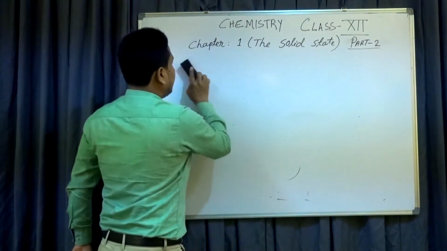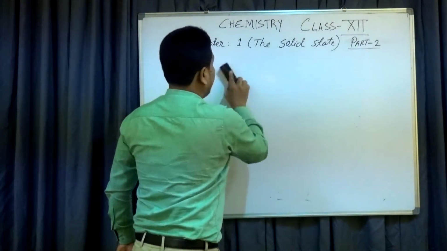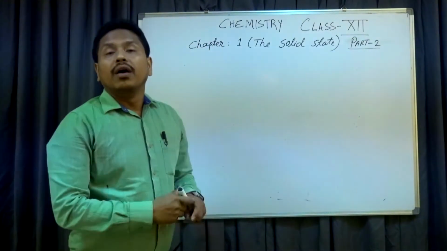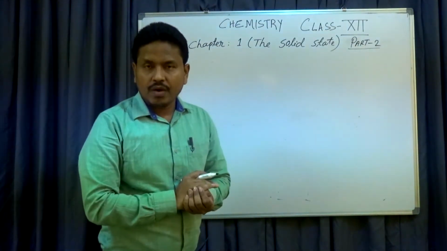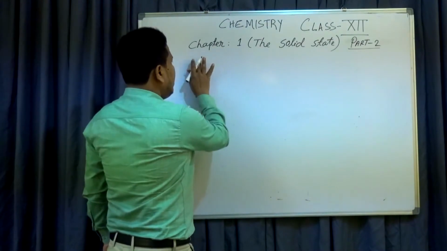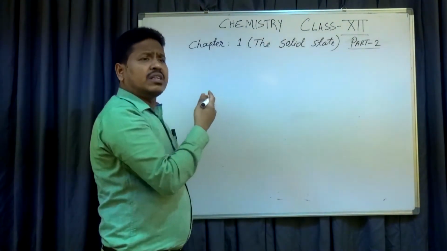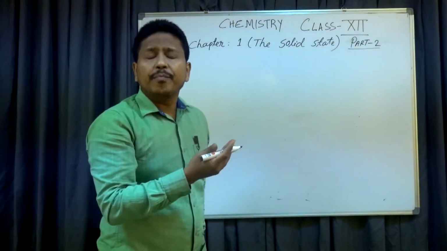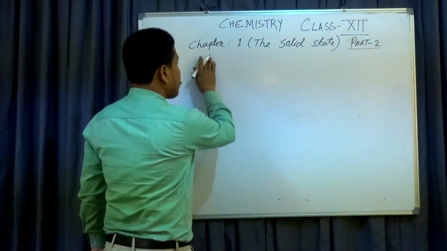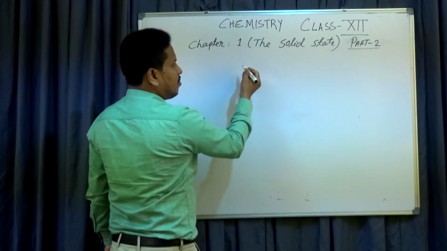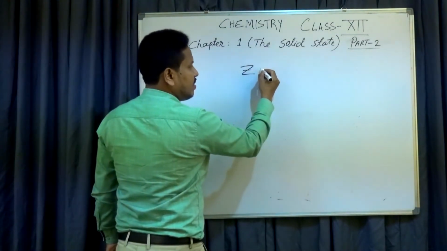So students, now we have to discuss another important thing. In different types of unit cell, different types of crystal systems, there are some important terms. And what are the relations between the terms? What are the terms? Important terms are what? Z, already mentioned.